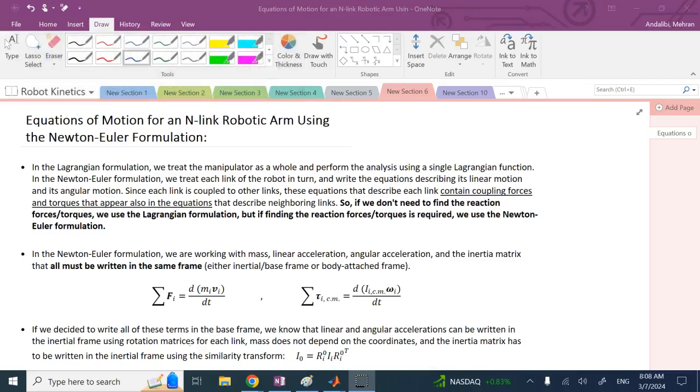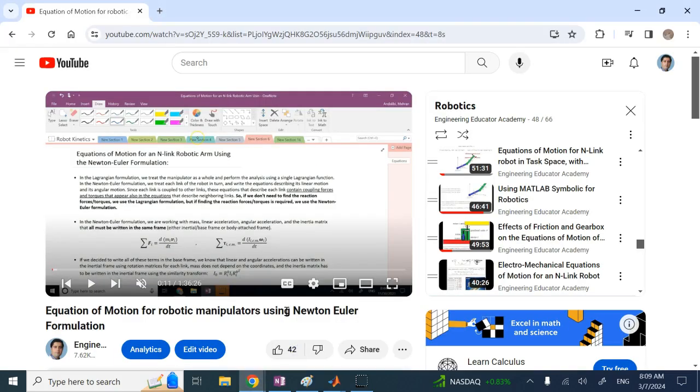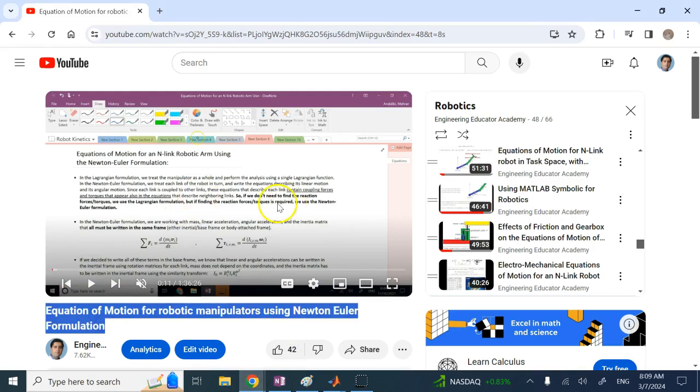Hello everyone. In this video, we are going to look at how to perform the Newton-Euler formulation for robots using MATLAB Symbolic. Derivation of the equations using Newton-Euler, or the method we call forward-backward recursion, is done in one of my previous videos. If you go to my robotics playlist, you see this video. I have already talked about the derivation, right?